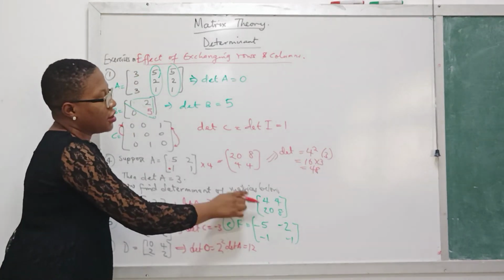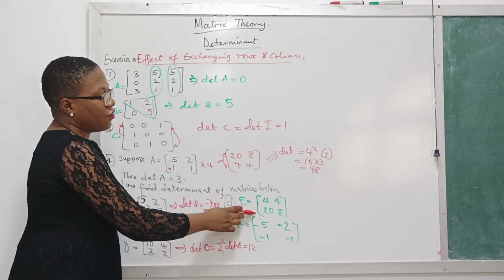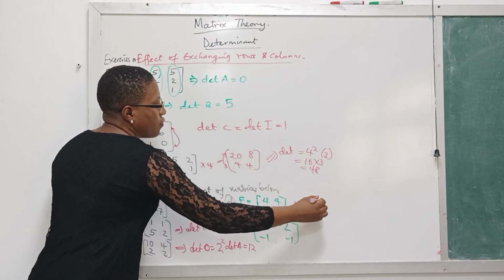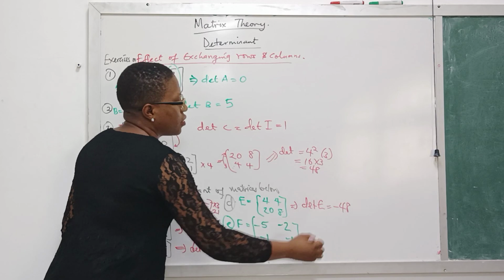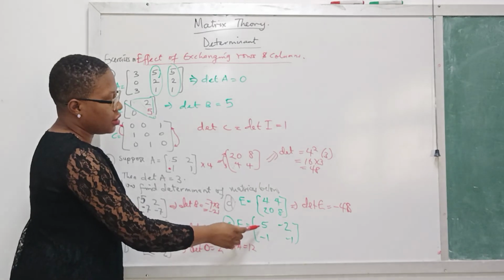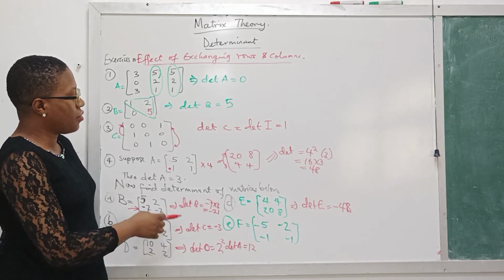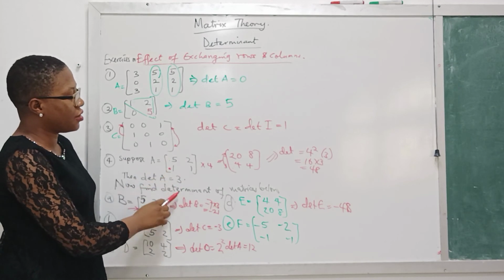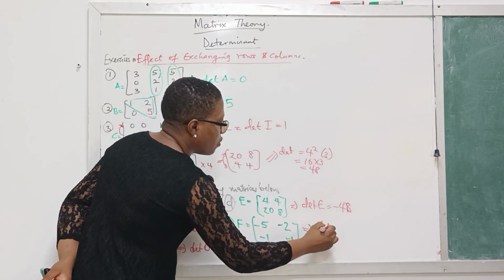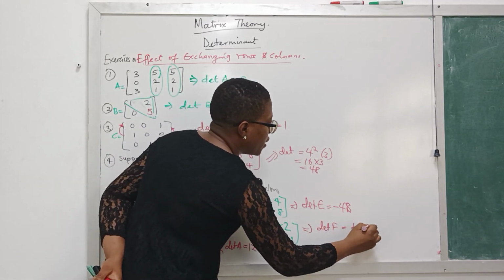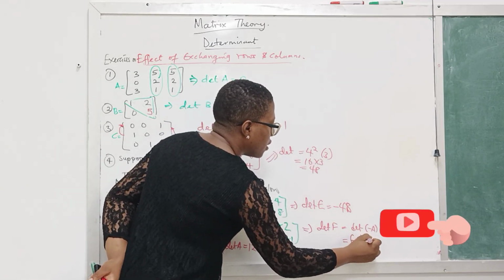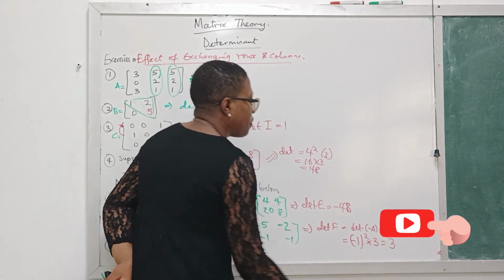Now, here, they swap these two rows. So the determinant of this should be minus the determinant of this matrix, which is equal to minus 48. And then finally, the determinant of this is simply what they did, they multiplied this whole matrix by minus 1. Right? So this is minus A. This implies that the determinant of F is equal to determinant of minus A, which is equal to minus 1 raised to power 2 times 3, which is equal to 3.